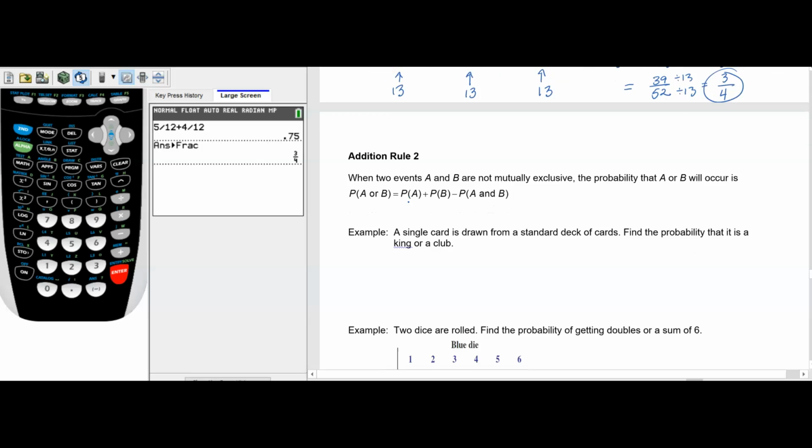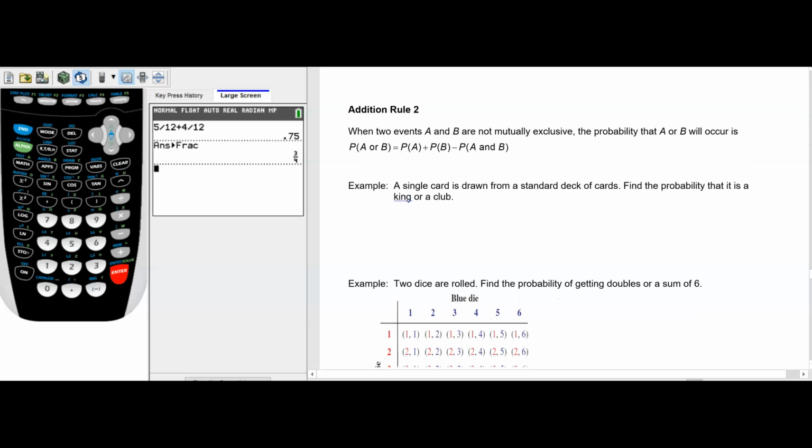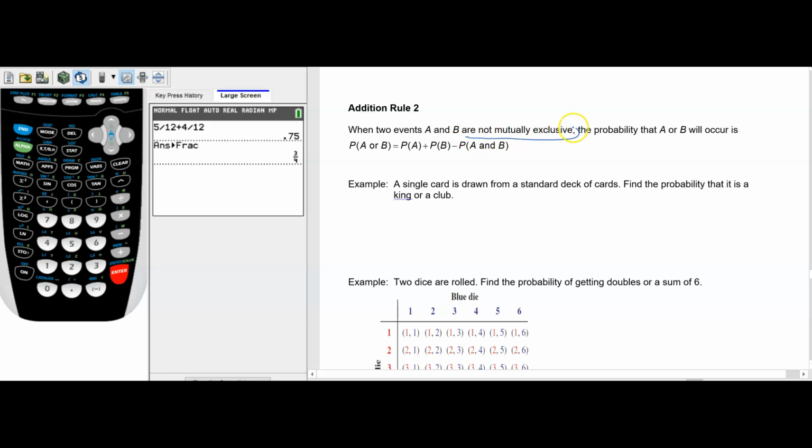So now let's look at addition rule 2. So when events are not mutually exclusive, we're going to use a really similar rule. So again, I'm just going to highlight when you see this or here, we're going to add the probabilities of A and B together. But if they're not mutually exclusive, it means it's possible for them to occur at the same time. We have this extra part of the formula where we subtract the probability of A and B. This just means we're subtracting common elements, so they're not counted twice.